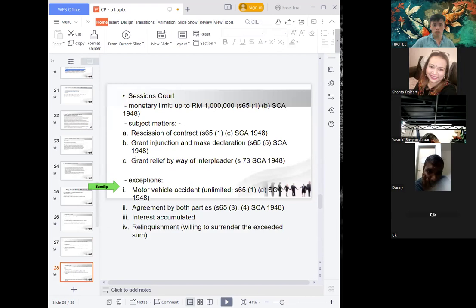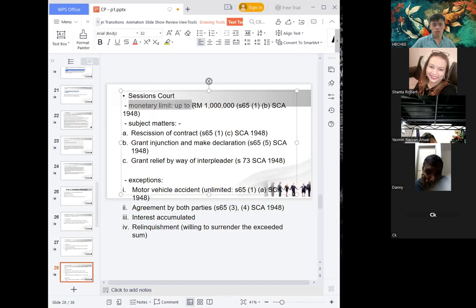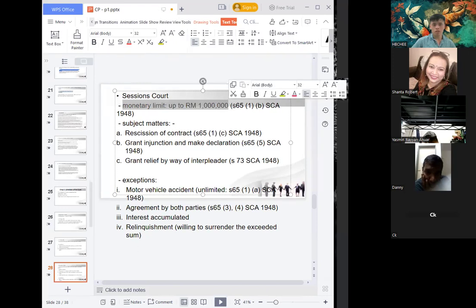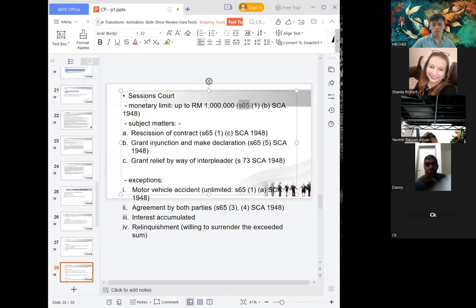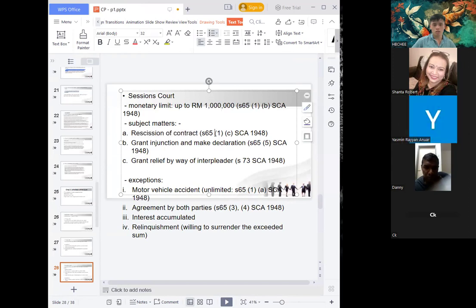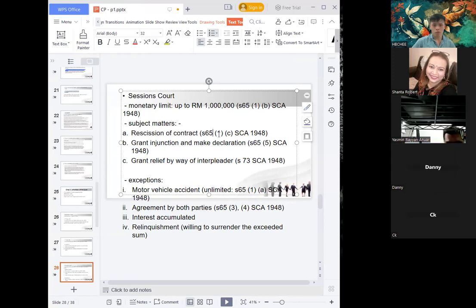Now we can move to sessions court already. Sessions court, you see, monetary limit is up to 1 million. This is provided under section 65(1)(b) of the Subordinate Courts Act 1948. So what is governed under the Sessions Court jurisdiction? First thing is rescission of contract. This is provided under section 65(1)(c) of your Subordinate Courts Act. Then the injunction and making declaration. Then grant the relief by interpleader.